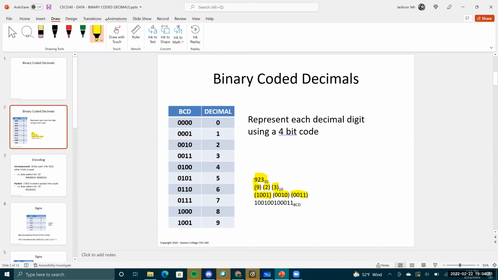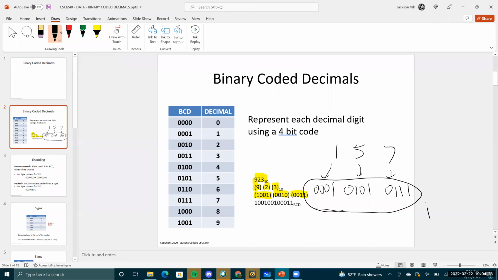So what do we have here? Let's just say 157. Instead of having to divide by 2 or whatever the number base is in order to convert this, literally, you just look up the table. 7 is 0111. 5 is 0101. And 1 is 0001. You put it all together, and this is your BCD for 157.